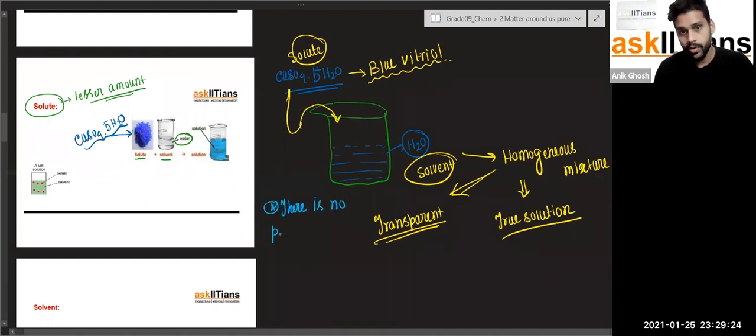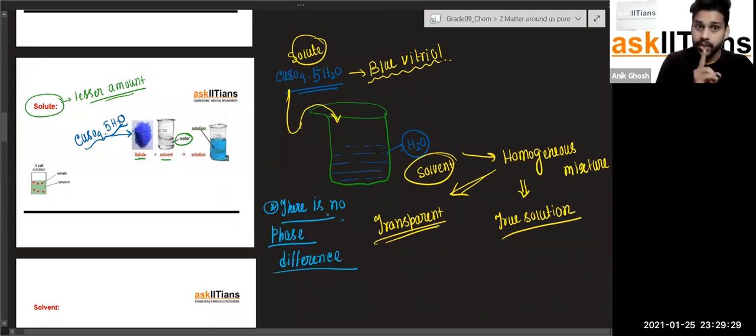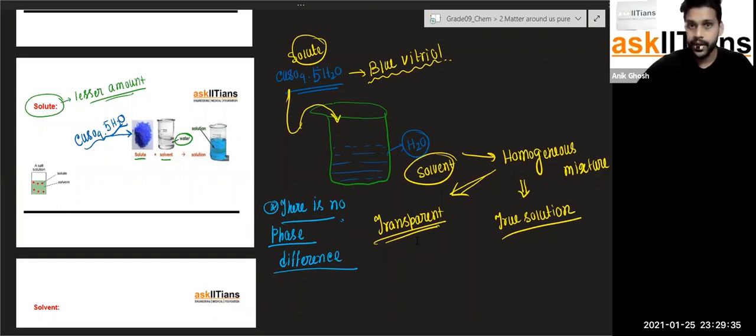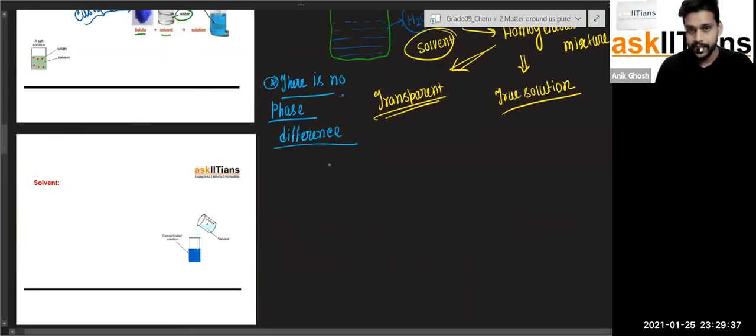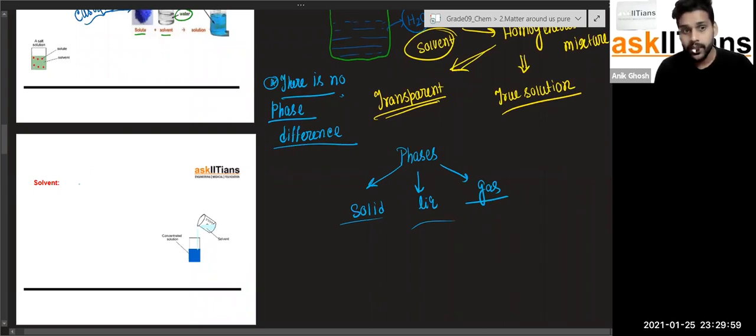What do we mean by that? Phase difference means there is only one phase throughout the solution. You cannot say that there are two phases. Phases means there are three types of phases, right? Solid, liquid, and gases. Oh, three states, what I mean to say is. So there would be only one phase. There would be either a solid or a liquid or a gas. There would be only one phase for a homogeneous solution. And the solvent is that part which is there in more extent.